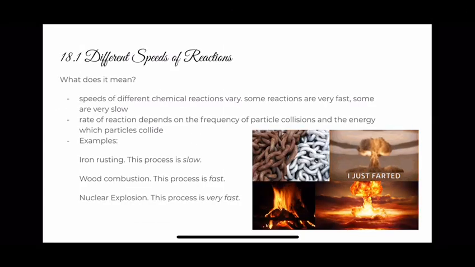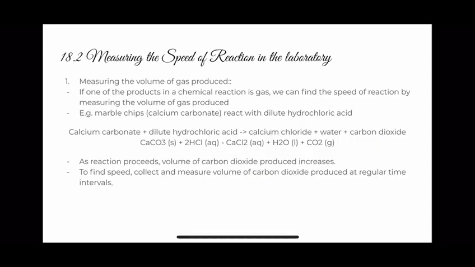Different speeds of reaction. What does it mean? It refers to the fact that the speed of chemical reaction varies. Some examples include the rusting of iron, which takes place slowly, wood combustion, which takes place fast, and a nuclear explosion, which takes place very fast.